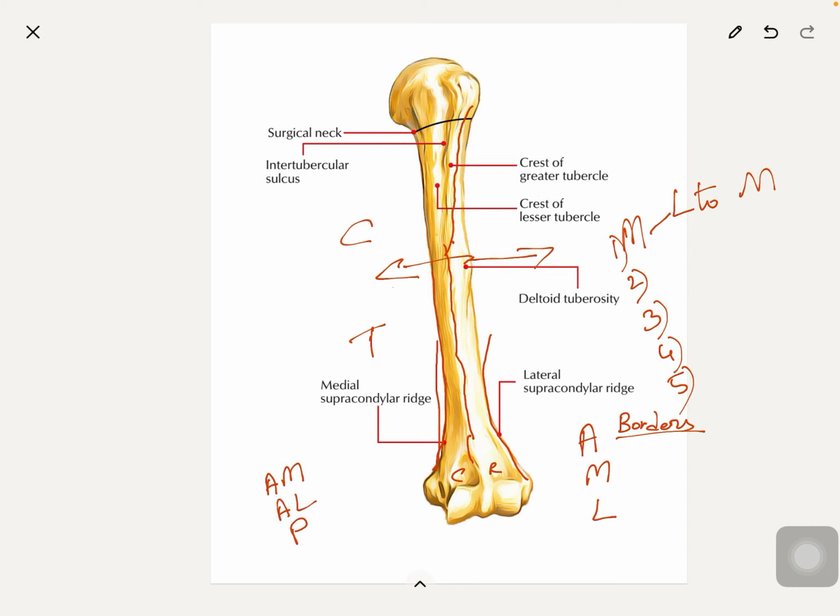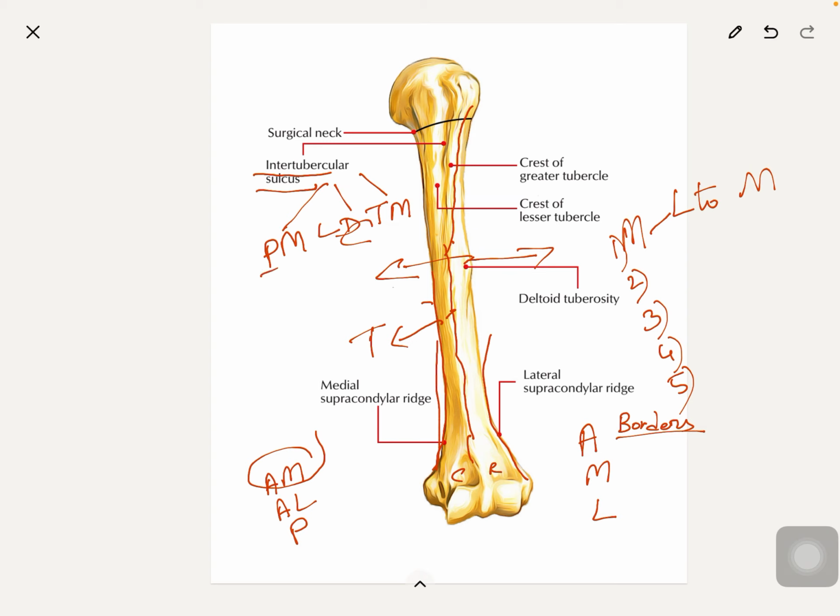So first we will see this anteromedial surface. Are you seeing this surface? In between this anterior border and medial border, that is called the anteromedial surface. In this anteromedial surface, the important feature is the intertubercular sulcus. It gives attachment to 3 muscles: pectoralis major, teres major, and latissimus dorsi.